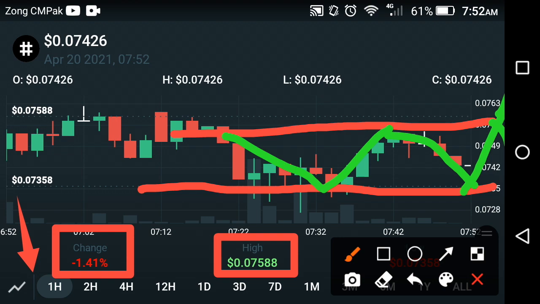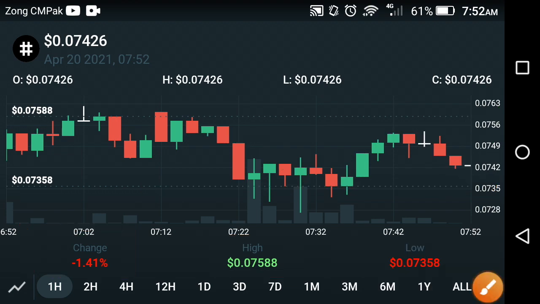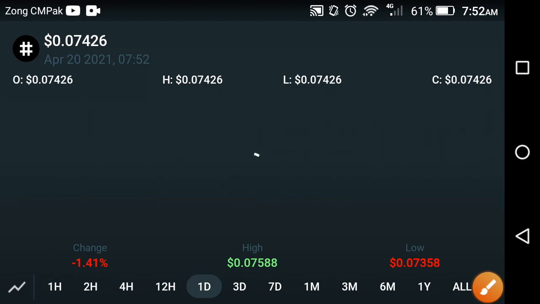We can't say anything about the future of any cryptocurrency, but there are a lot of chances it moves upward today: 70% chances today it moves upward, and 30% chances today it falls down.